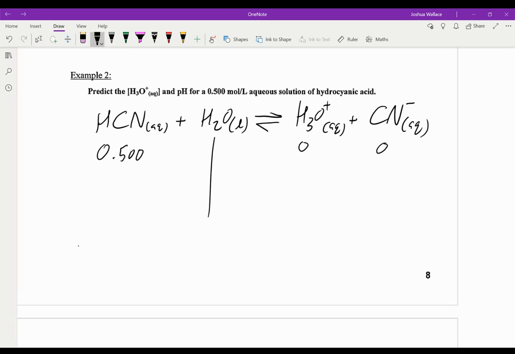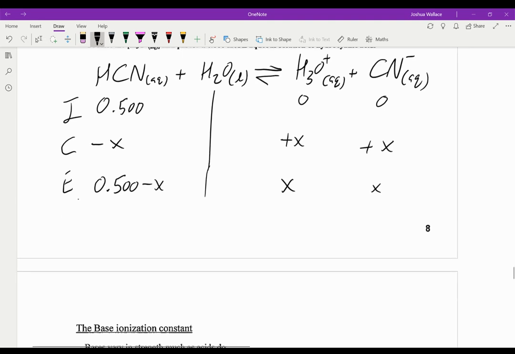And then what happens next is that we don't actually have a pH value, so we can't just find our equilibrium value. So what we have to do is mark this as minus x. We're going to mark this as plus x, and this as plus x. So this is going to be 0.500 minus x. This will just be x. This will just be x.